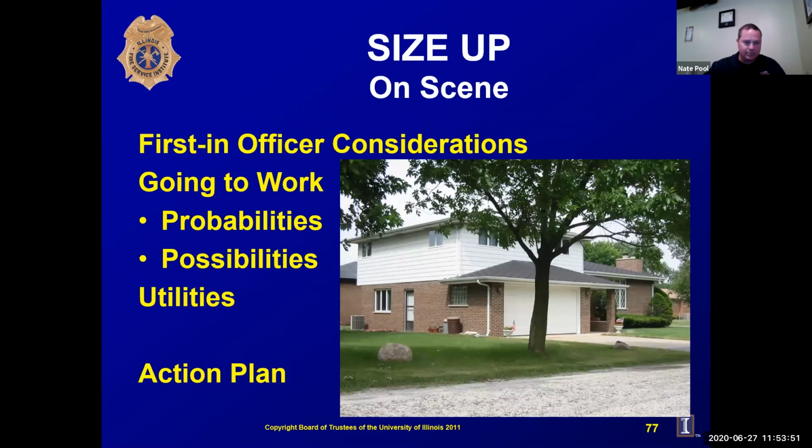Probabilities, possibilities, that kind of comes back with where's it been, where's it at, where's it going, with our backgrounds in building construction and fire dynamics. We should understand the probabilities and the possibilities of what's going to happen. Do you need utilities turned off? As a size up, that's a good thing to understand. Hey, we've got a gas line on the C side. Can you get me the gas company to get this turned off if you are unable to do it yourself?